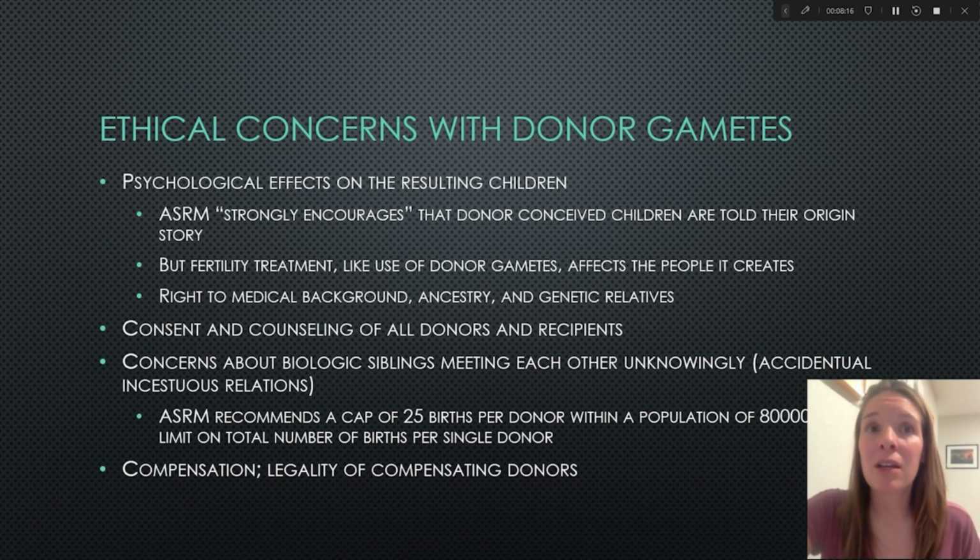Ethical concerns regarding donor gametes and donor embryos are aplenty. The biggest concern probably is the concern about psychological effects on children resulting from donor conception. Currently, ASRM strongly encourages that donor-conceived children are told their origin story and told it honestly and from a young age. However, 15, 20 years ago, that was not the case. And many donor-conceived people did not realize they were donor-conceived until it came up by accident, maybe when they discovered that their blood type didn't align with their presumed parents, or through doing 23andMe or Ancestry.